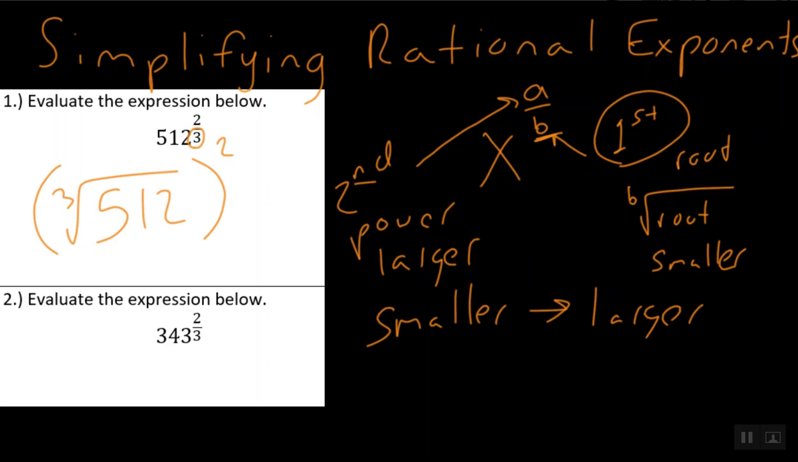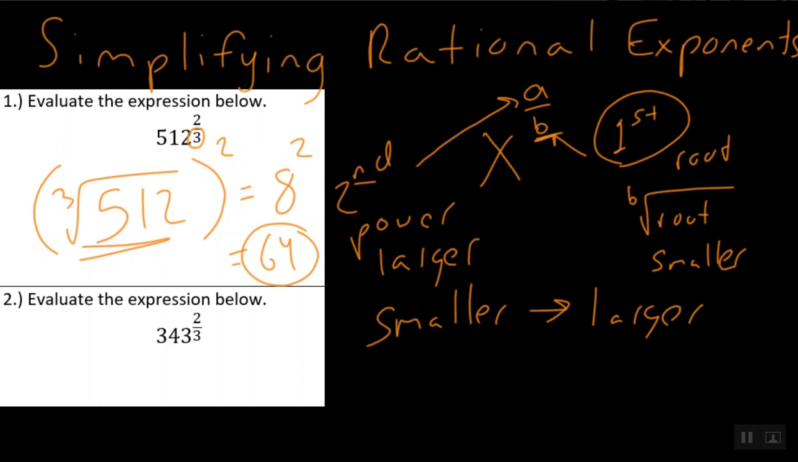Okay, and from here, you would ask yourself, what is the cube root of 512? And hopefully you have this memorized. The cube root of 512 is 8. And then you say, well, what's 8 squared? And obviously we know that. 8 squared is 64.